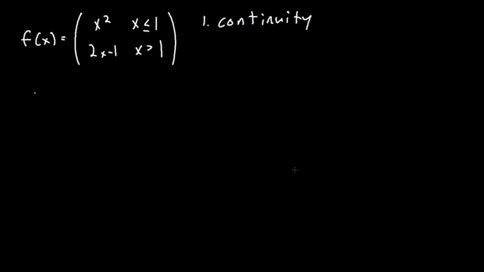So we need to write down x squared, and plug in 1 into x squared. And we also need to plug in 1 into 2x minus 1. The intersecting point between these two functions is x equals 1. If we plug in 1, you get 1 squared, which is just 1. If you plug in 1 here, then you get 2 minus 1, which is equal to 1. So the function is continuous in this case, since they have the same y values at the same x values.